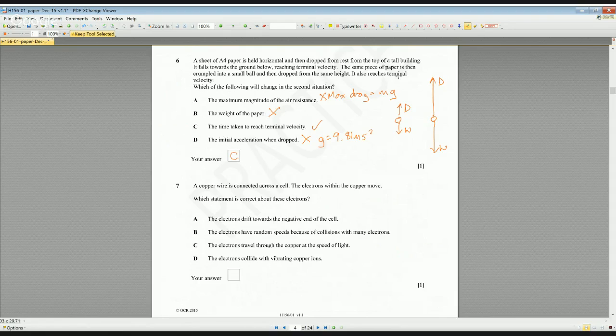The best way of looking at it, sorry, is that you've got your paper unscrunched. It will reach terminal velocity very quickly because it's got such a large surface area. It will generate a lot of drag very soon. Whereas the smaller piece of paper, the crunched up piece of paper, will take longer to accumulate the same amount of drag because it's smaller. Ultimately, they will both reach the same amount of drag because their weights are both the same.